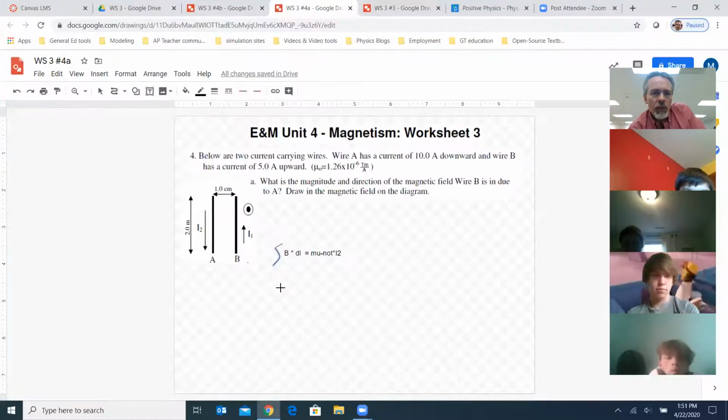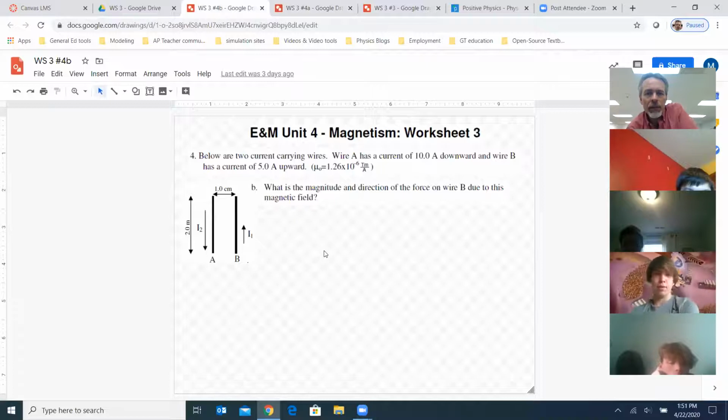Okay, there's one more I want you to do. I'd like you to do part B. Actually, maybe I need to share with you. So here is part A. Sorry, let me go to part B. Part B is now we want to know what the force is on wire B. You just found the magnetic field, and now you want to know the force.